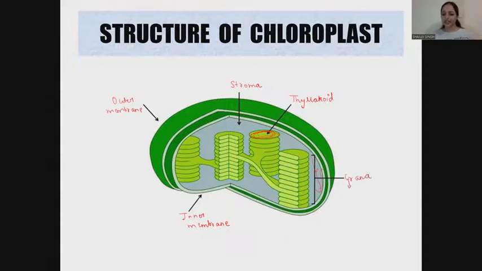So we can say that the unit of grana is the thylakoid. This entire structure is known as grana, and the unit of this grana is called thylakoid. One more important point: you can see that one grana is connected to another grana via a membranous structure known as stroma lamellae. And in every thylakoid, there are a number of chlorophyll pigments present.